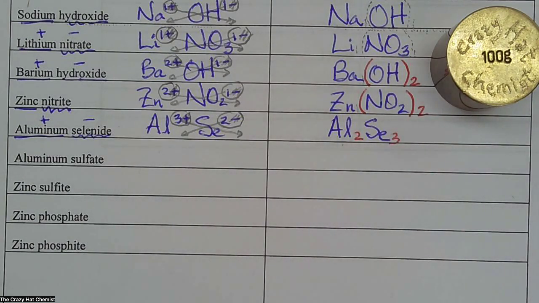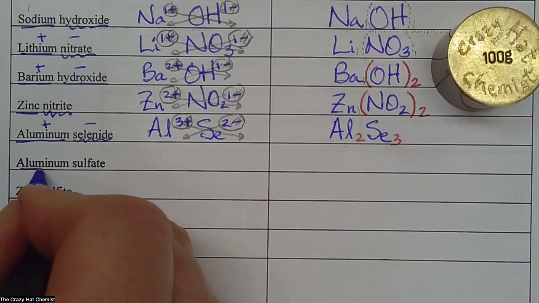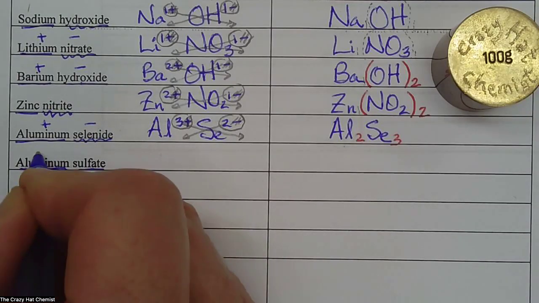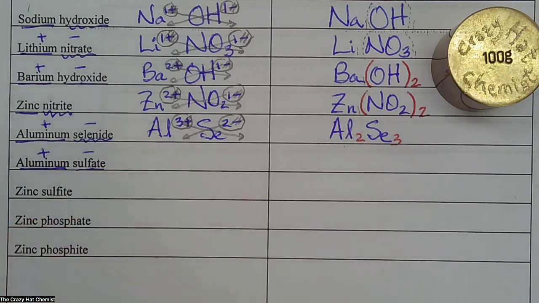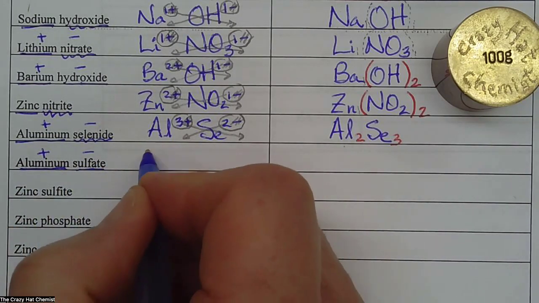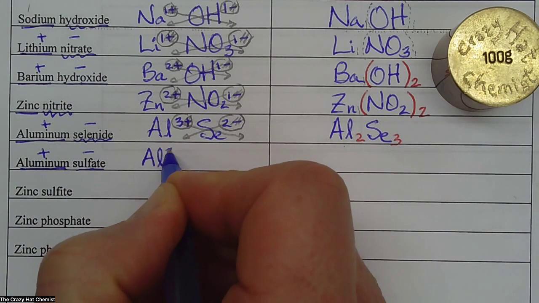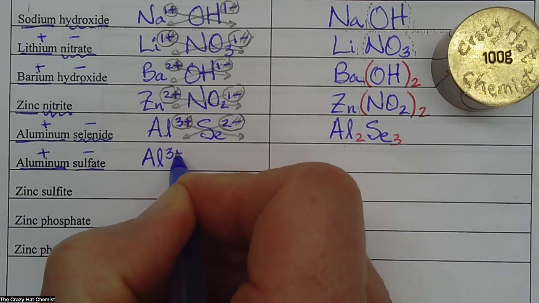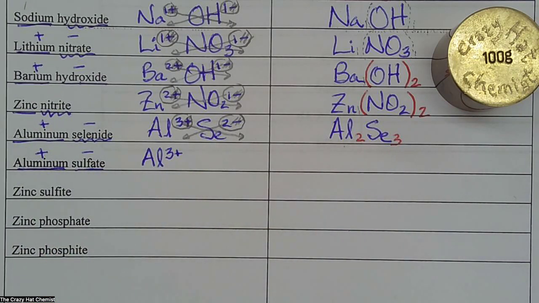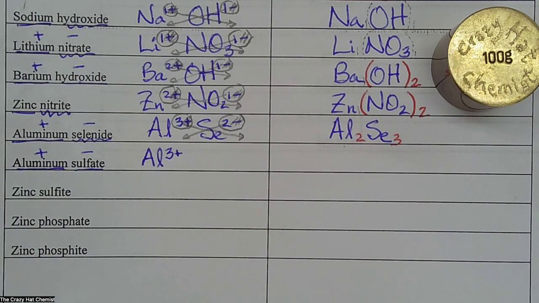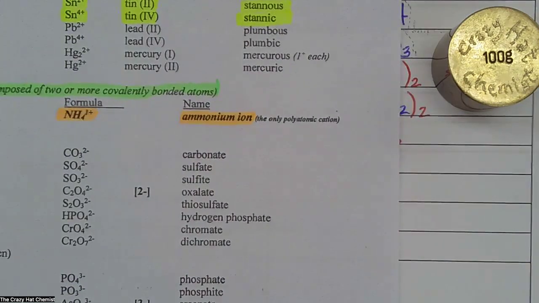The next one is aluminum sulfate. So I know this is a cation. I know that's an anion. We already did aluminum, so that was right before this. So I'm just going to write Al3 plus. And then sulfate is a polyatomic anion, and that is in a new category here.